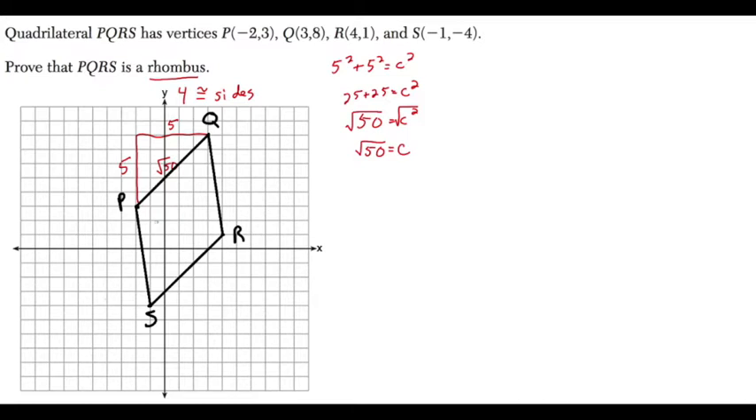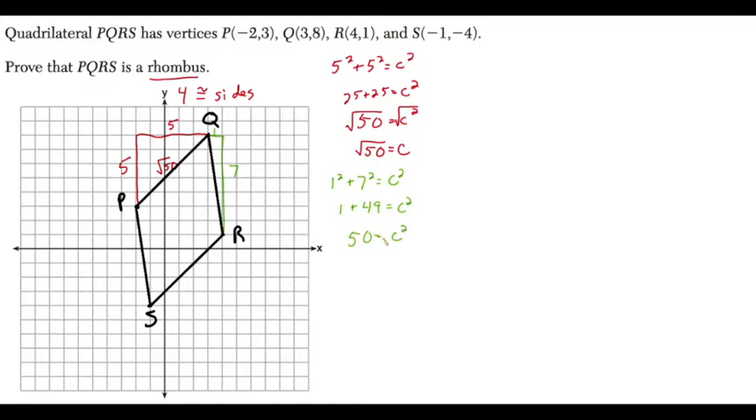Now, let's find the distance between Q and R. Q and R just goes over 1, and then it goes down 7. So 7 there, 1 there. You're still going to use the Pythagorean theorem. So you'd have 1 squared plus 7 squared equals c squared. And 1 squared is 1, 7 squared is 49. This is looking good. 1 plus 49 is 50 equals c squared.